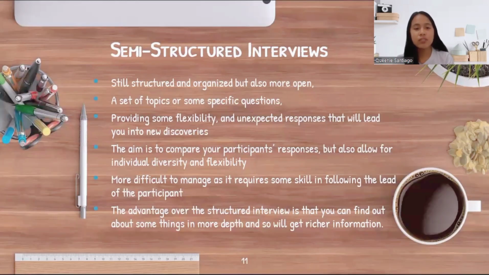The semi-structured interview is still structured and organized, but also more open. It uses a set of topics or some specific questions, providing some flexibility, and unexpected responses will lead you to new discoveries. The aim is to compare your participants' responses, but also allow for individual diversity and flexibility. It is more difficult to manage as it requires some skill in following the lead of the participant. The advantage over the structured interview is that you can find out about some things in more depth and so will get richer information.